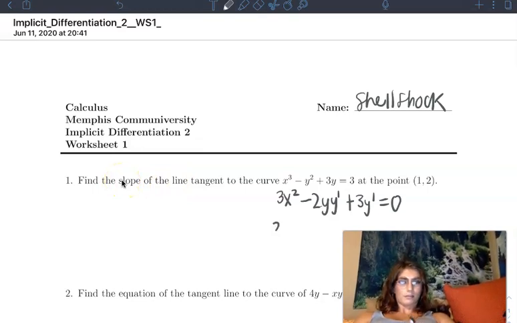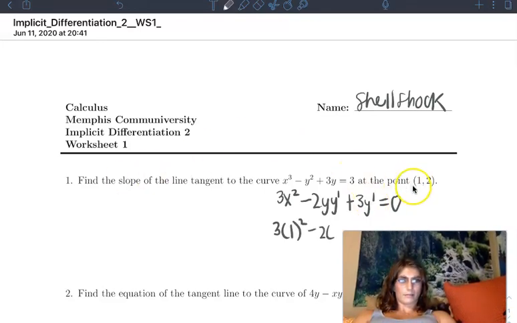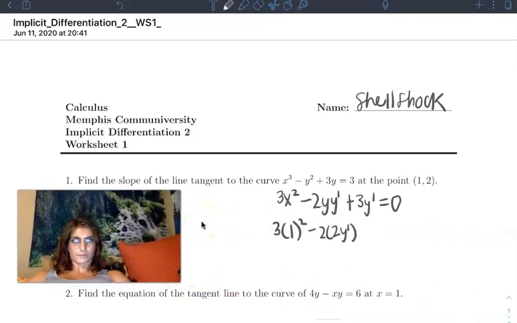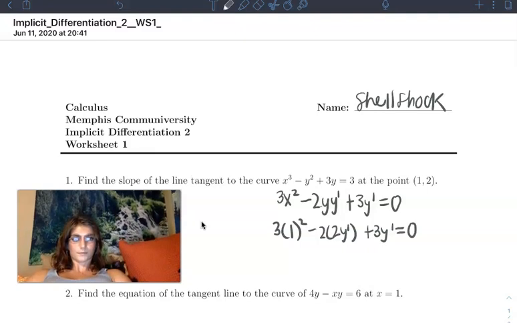And then you don't really have to isolate y prime, just plug in 1 for x and 2 for y, as you can see from those, and then solve for your y prime. And there's your answer.